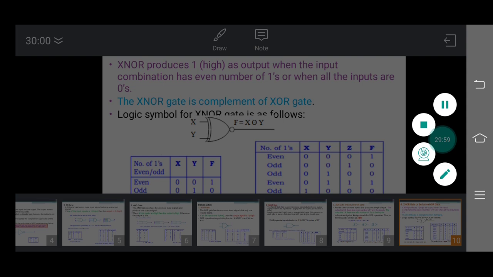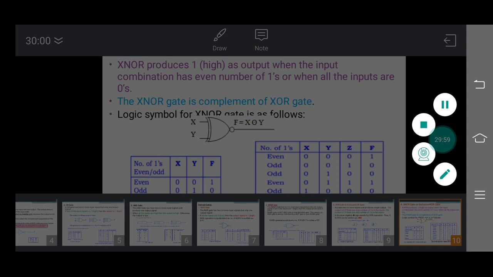Yes, I hope you are getting it. So what is this XNOR gate? Basically, this XNOR gate is also one of the derived gates which accepts 2 or more input signals and produces only one output signal. So what is the behavior of this gate? This gate produces output as high or 1 when the input combination has an even number of ones, or when all the inputs are zeros. If we have an odd number of ones in the input, at that time it is going to produce output as 0.